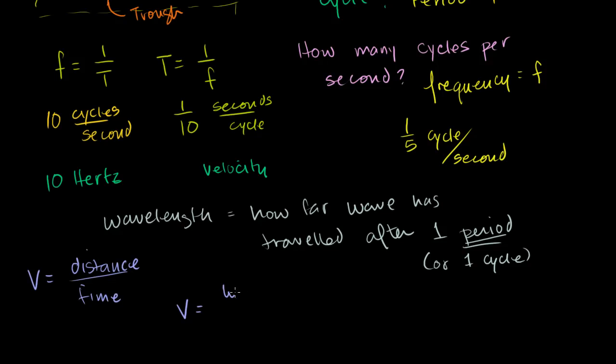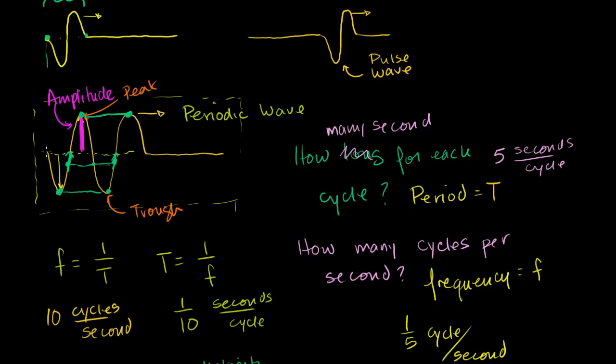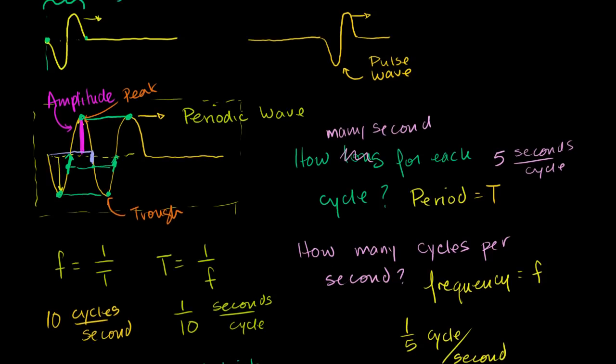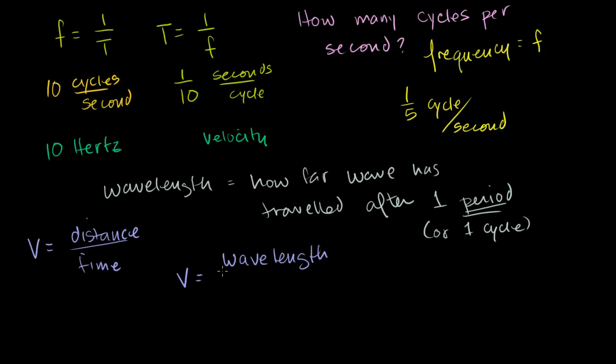Well, the distance you travel in a period is your wavelength, right? After one up, down, back again, the wave pulse would have traveled exactly that far. That would be my wavelength. So I've traveled a distance of a wavelength, and how long did it take me to travel that distance? Well, it took me a period to travel that distance. So it's wavelength divided by period. Now, I just said that 1 over the period is the same thing as the frequency.